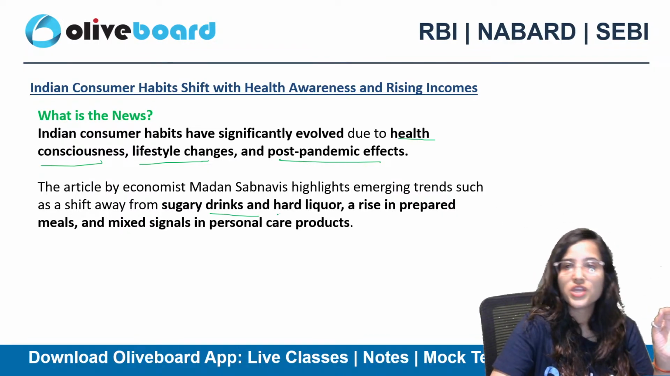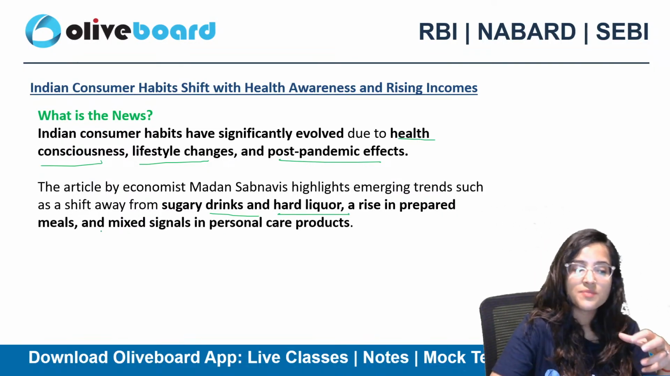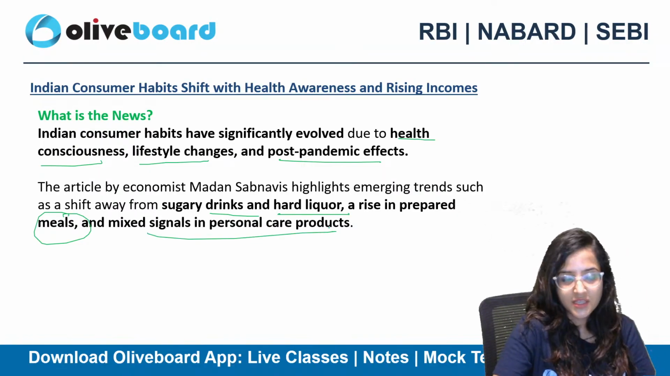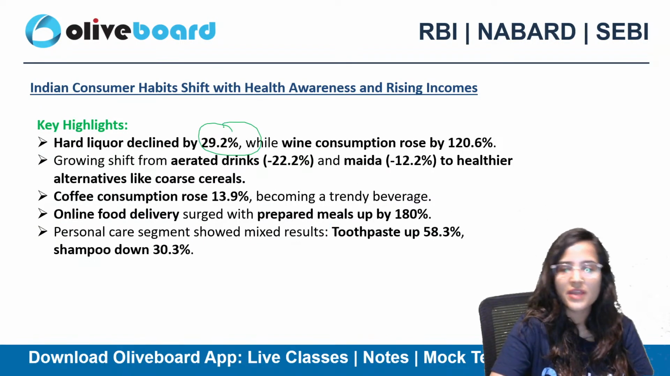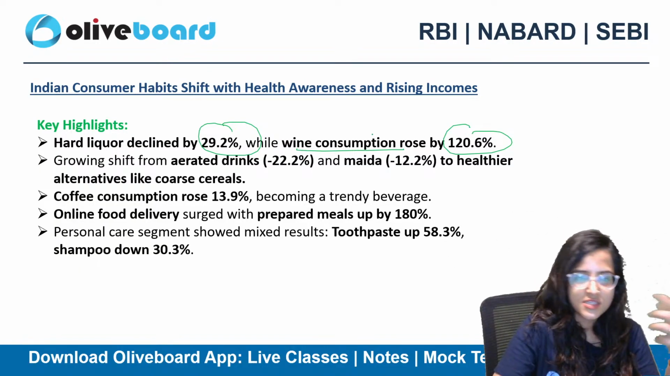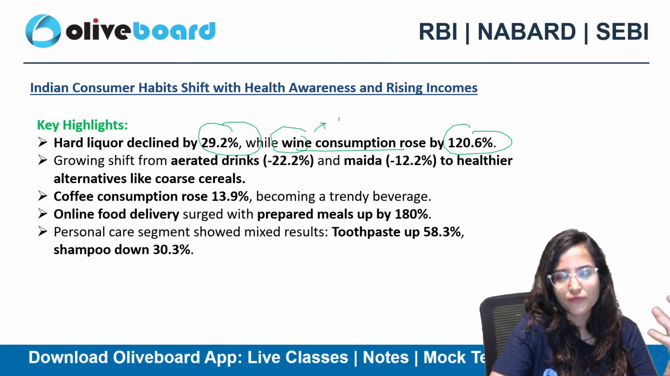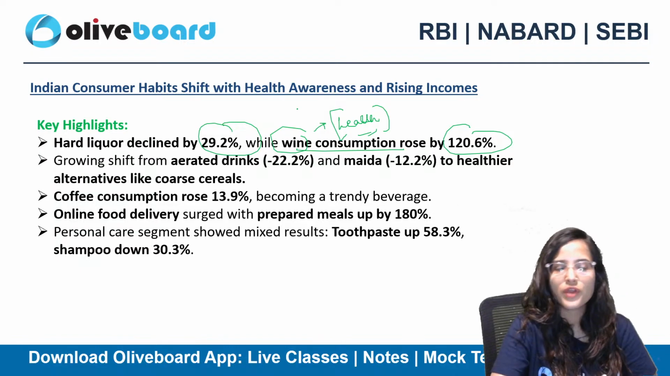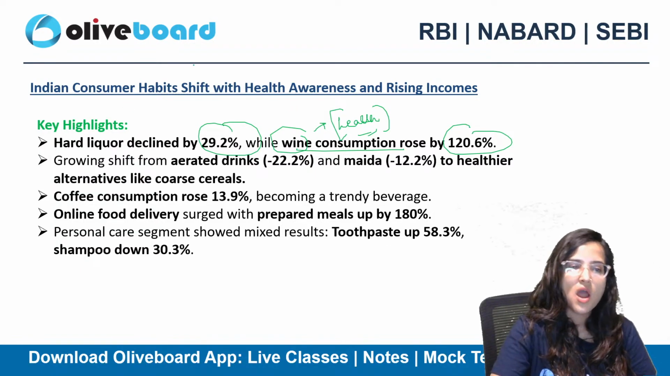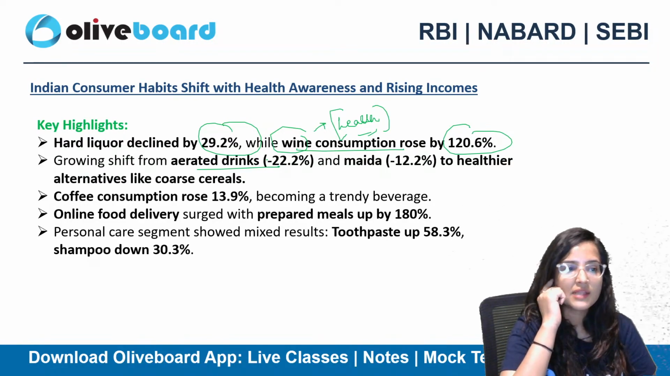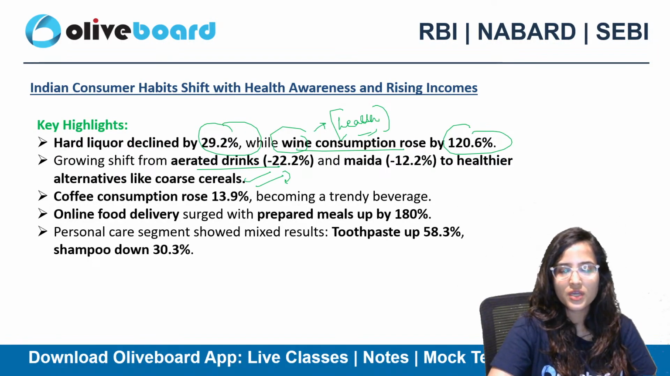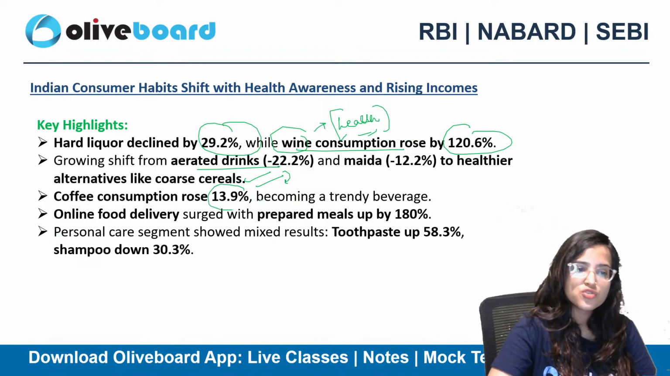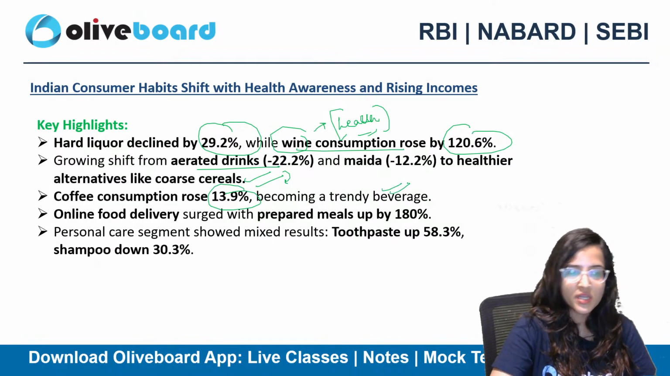There's a shift away from sugary drinks and hard liquor. There's a rise in prepared meals, and mixed signals in personal care products. Hard liquor declined by 29.2%, but wine consumption rose because there is a psychological belief that wine is better off and kind of good for health also, a little, if used in moderation. So they are shifting from hard liquor to wine consumption. There's a growing shift from aerated drinks and maida to healthier alternatives like coarse cereals. People are preferring healthier alternatives. Coffee consumption rose 13.9% and it has become a trendy beverage.